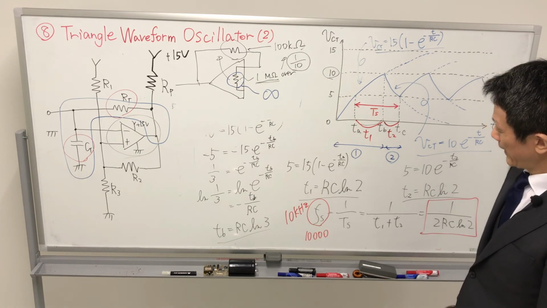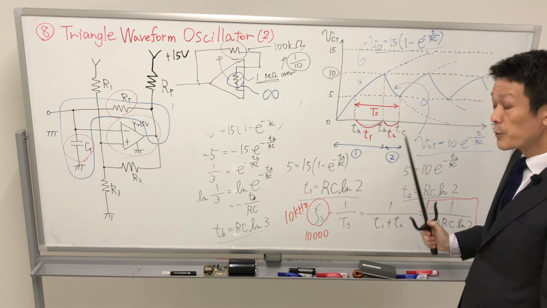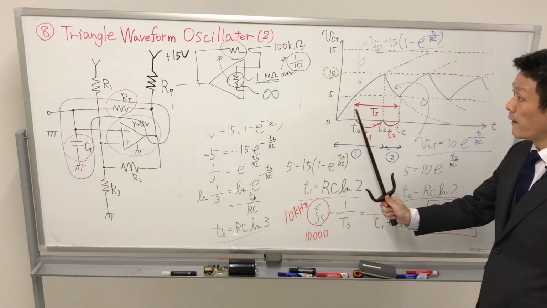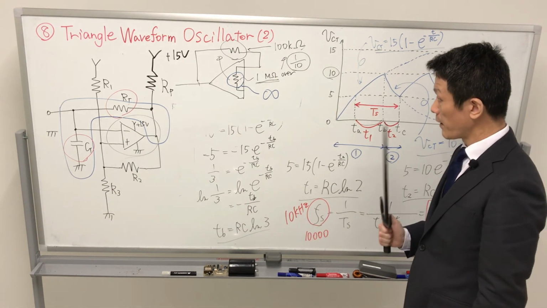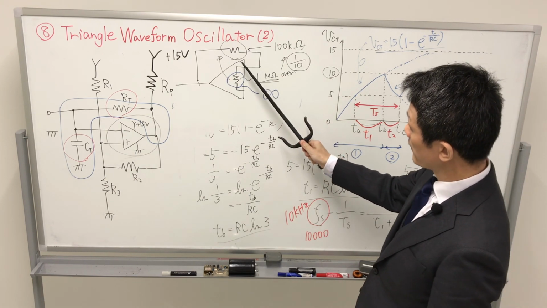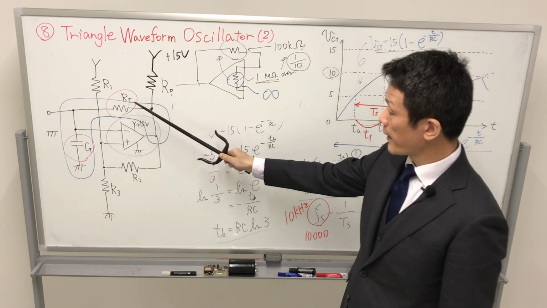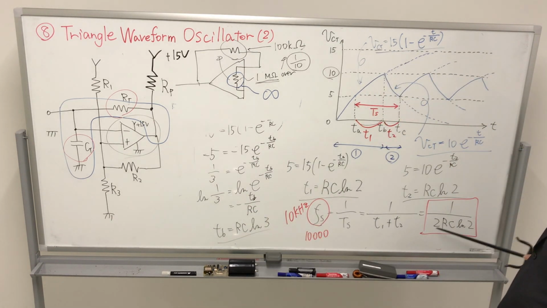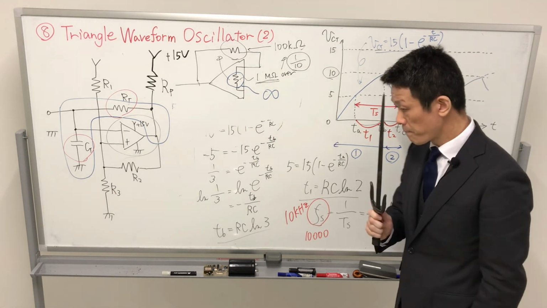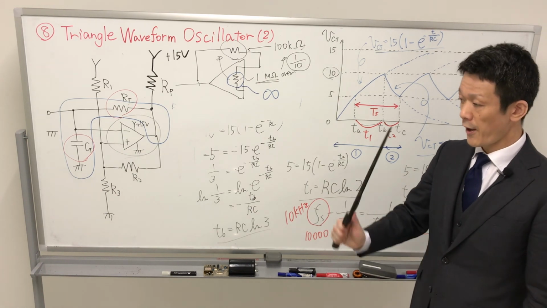Okay, this is the triangle waveform oscillator. How to design the triangle waveform oscillator? From our know-how, these values are automatically determined, so we only arrange this value from this one decided, and we can obtain the CT value. This is how to design the triangle waveform oscillator.